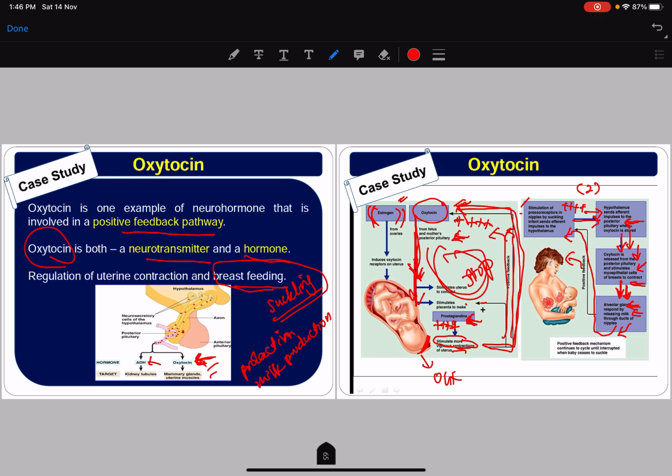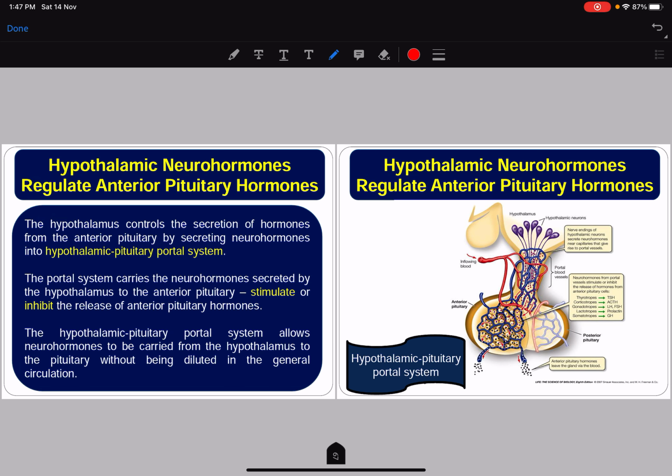The positive feedback mechanism continues the cycle until interrupted, when the baby ceases to suck, or when the baby feels full, kenyang. It will stop suckling and there is no more signal, no more oxytocin being secreted. So positive feedback enhances the signal. Amplifies the signal. Alright.